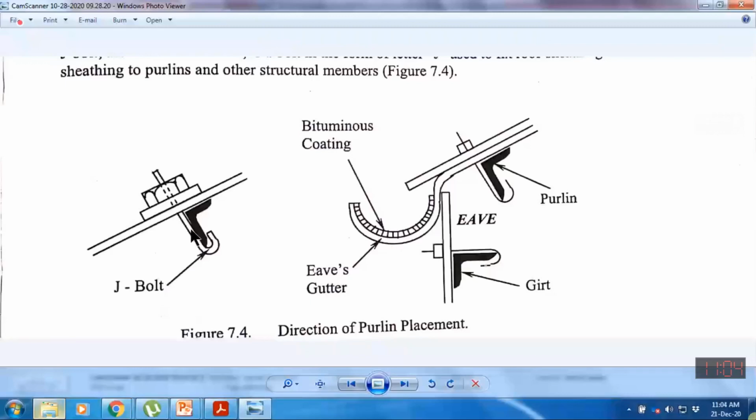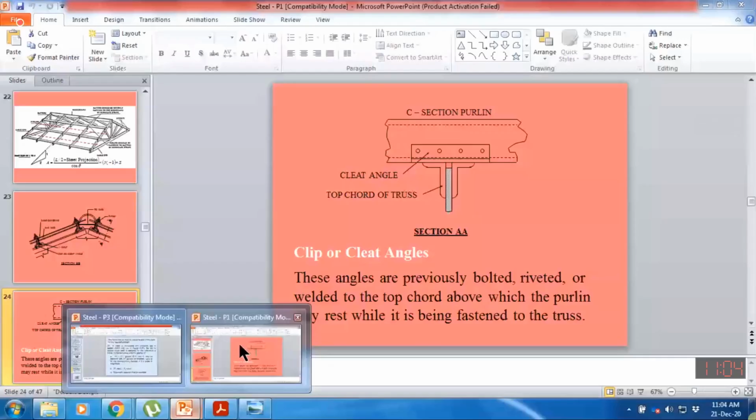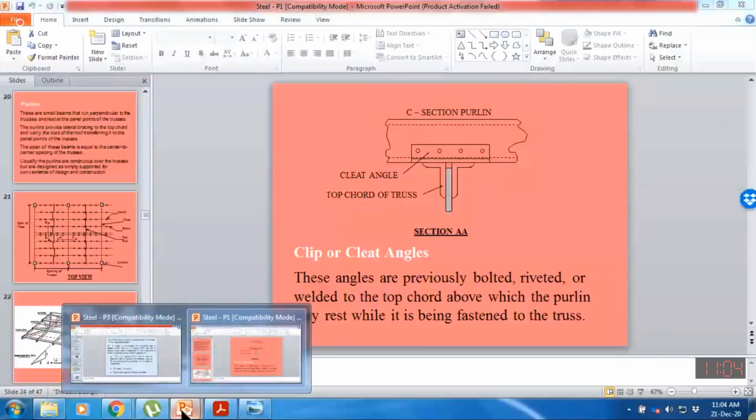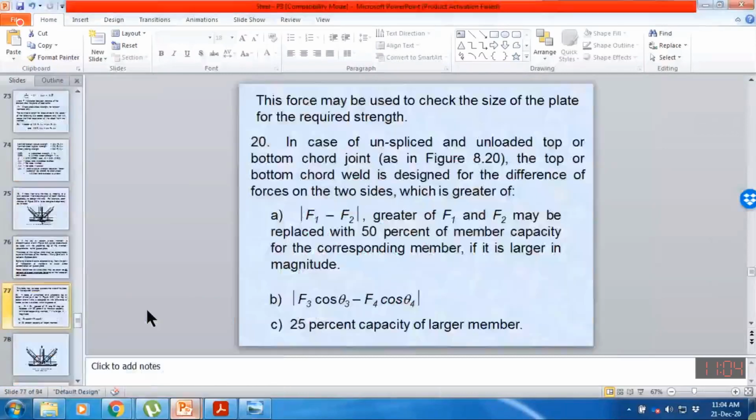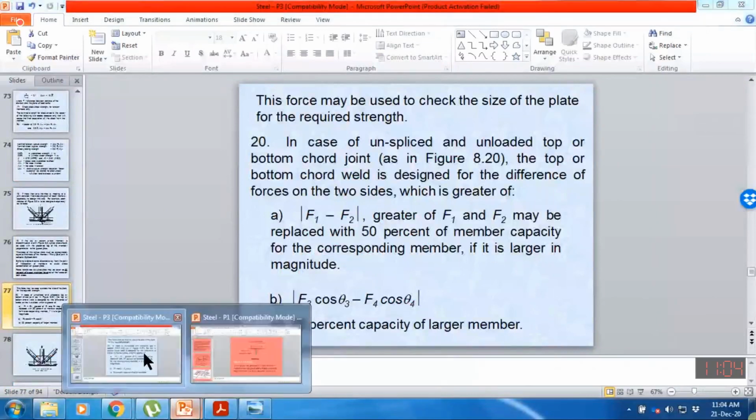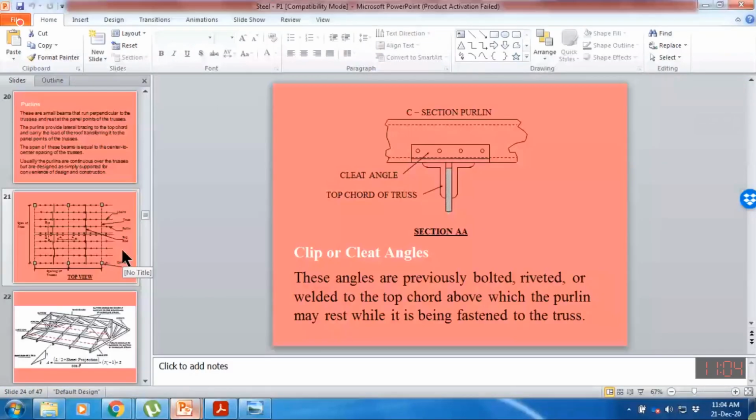For example, if we are providing an I section or a channel section, we do not have any issue regarding the placement. But whenever we design the purlin as an angle section, we keep the horizontal leg upward, because we need more flat surface to connect the roof sheet. The roof sheet cannot be placed on the lesser thickness.